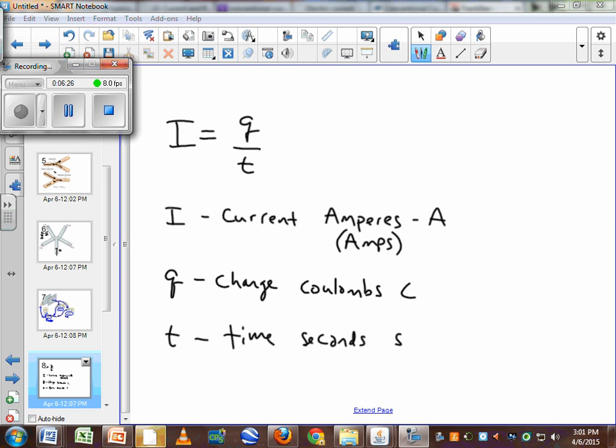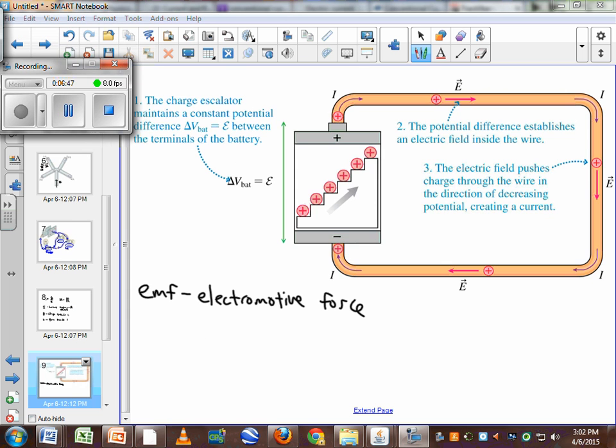And so what 1 amp equals is 1 coulomb per 1 second. So in current, if you have an amperage of current flowing, that means 1 coulomb of charge will pass a given point each second. If you were counting the number of charges going by, you would count a coulomb of charge in 1 second.